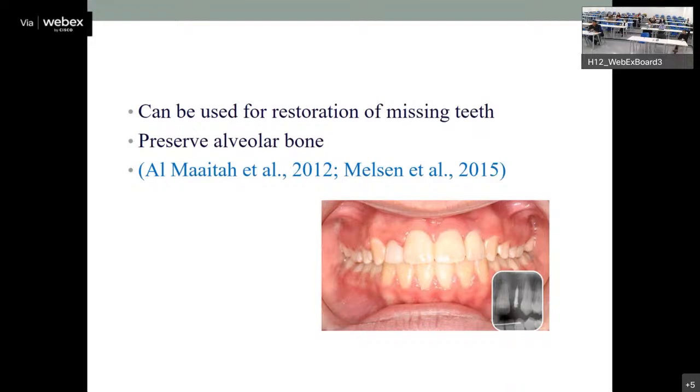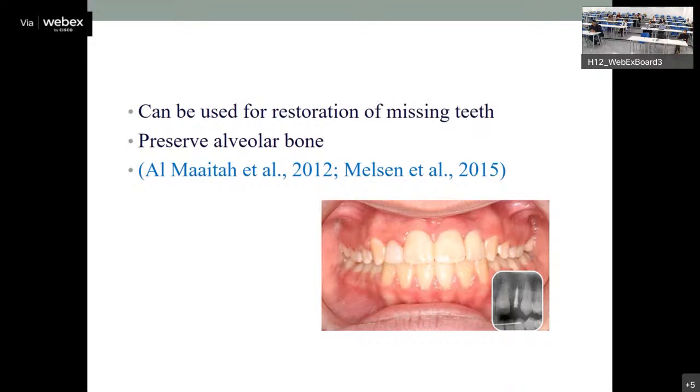After 6 months, they followed them and found that the microscrews preserved the alveolar bone. On the side where they inserted microscrews, the alveolar bone level was higher than on the side without a microscrew. So the microscrew preserved the alveolar bone.